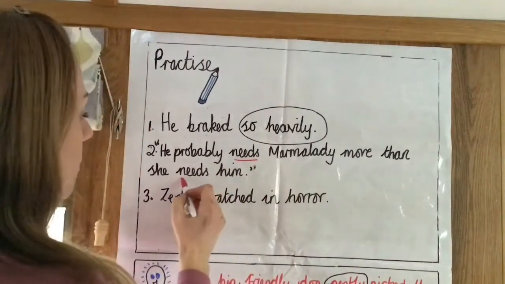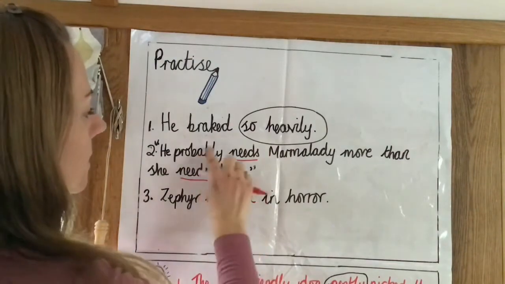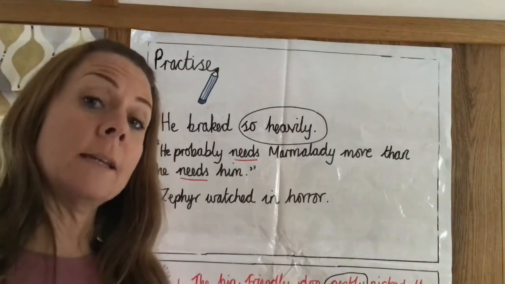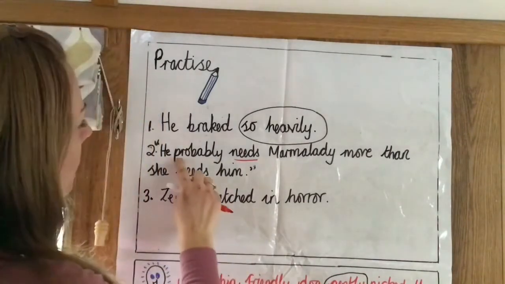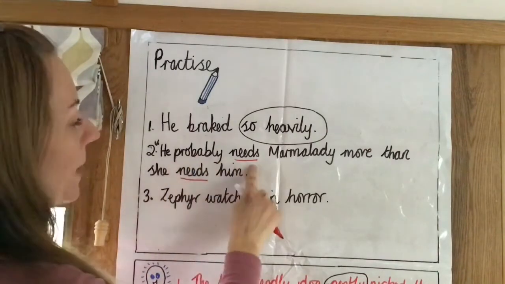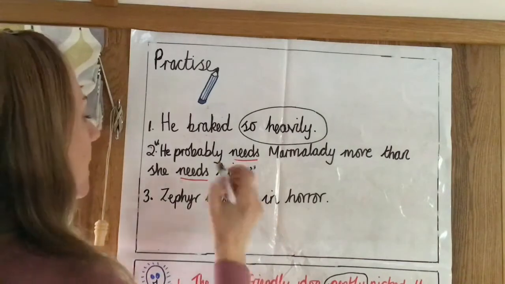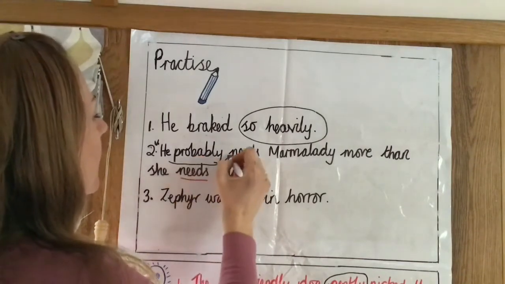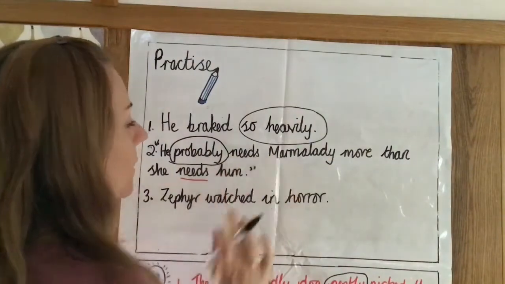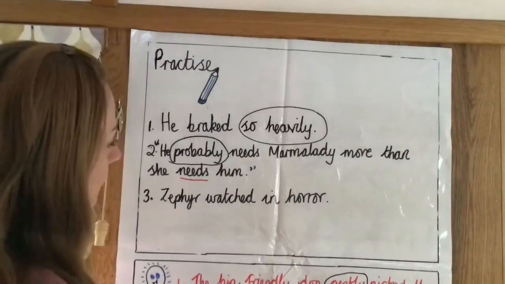And look, it's used twice. Is there anything that tells us more about how he needs? This word, probably. Look, he probably needs. Probably tells us more about how he needs. So probably is our adverb. Let's take off our verb because we're identifying adverbs today, but we're using our verb to help us.